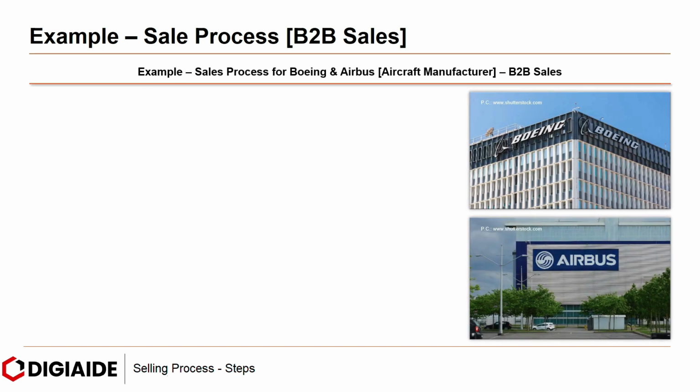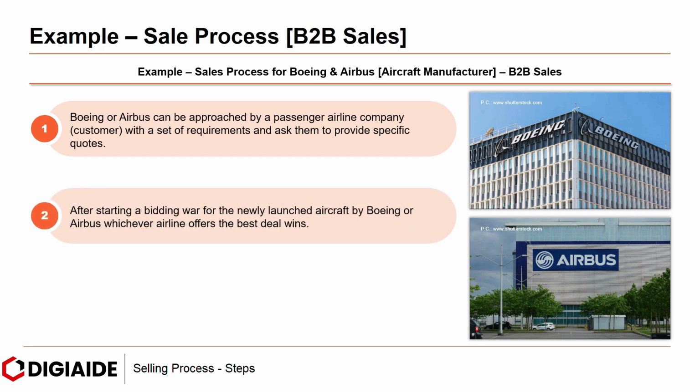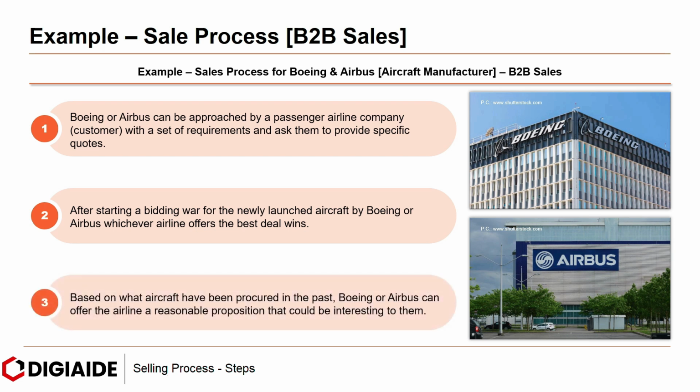An example wherein we will talk about the sales process for Boeing and Airbus, which are aircraft manufacturers. Boeing or Airbus can be approached by a passenger airline company, the customer in this case, with a set of requirements and ask them to provide specific quotes. After starting a bidding war for the newly launched aircraft by Boeing or Airbus, whichever airline offers the best deal wins. Based on what aircraft have been procured in the past, Boeing or Airbus can offer the airline a reasonable proposition that could be interesting to them.